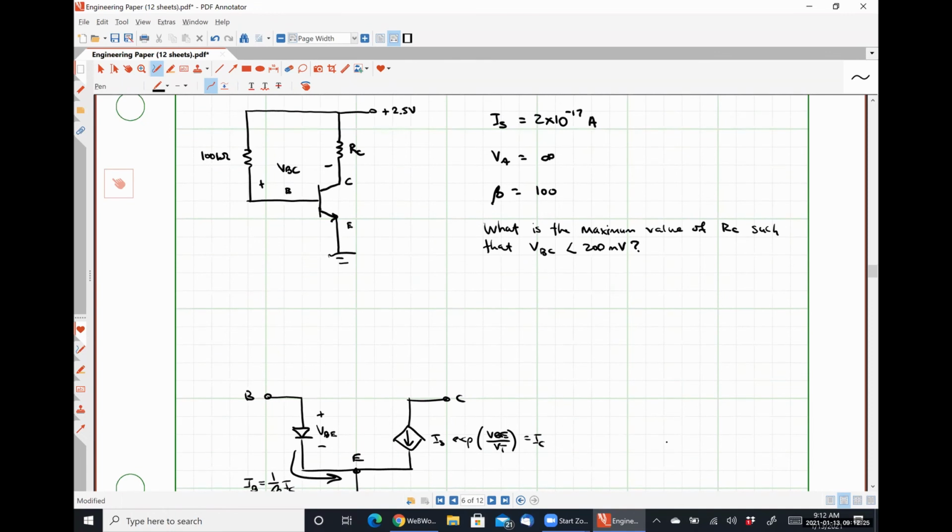How are we going to get these resistors? Where should they go? Between B and C. I disagree. There is a 100 kilo ohm resistor between B and the power supply, and there is a resistor between C and the power supply. So I would argue these guys are tied together. Here is our 2.5 volt supply.